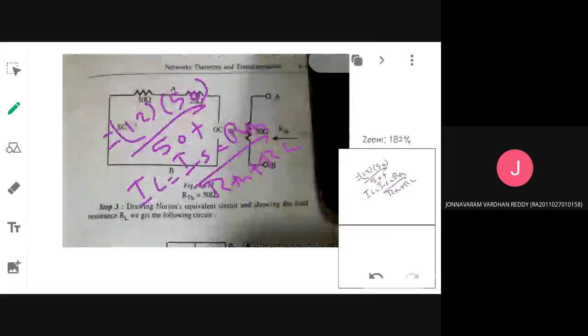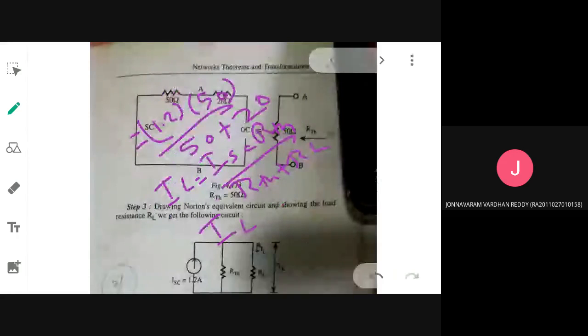So tell me what is the IL value finally. That is what is asked in the problem. 1.2 into 50 divided by 70. Ma'am, 0.857 ampere. So you're telling 0.85. Let us check the answer.